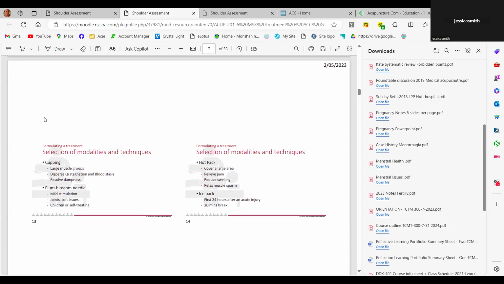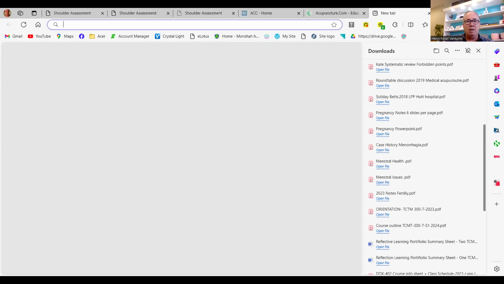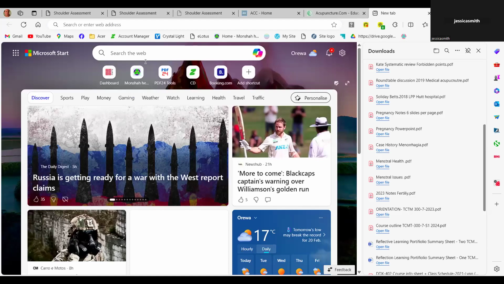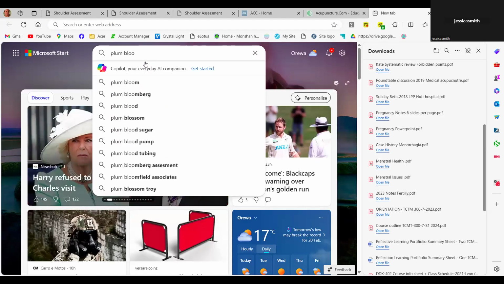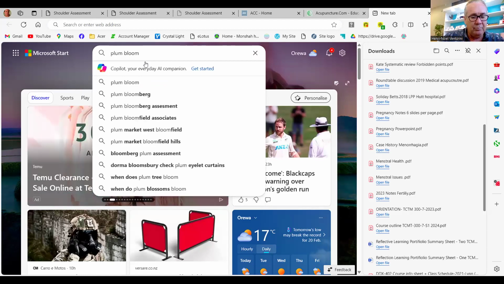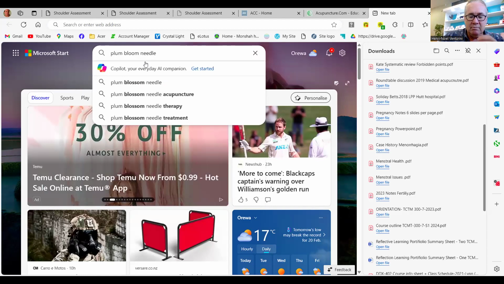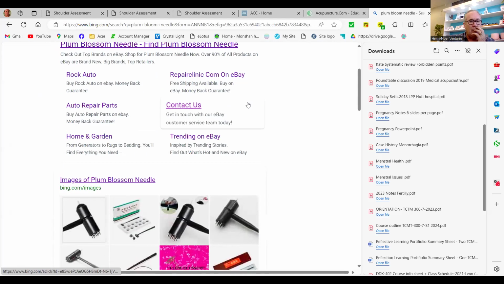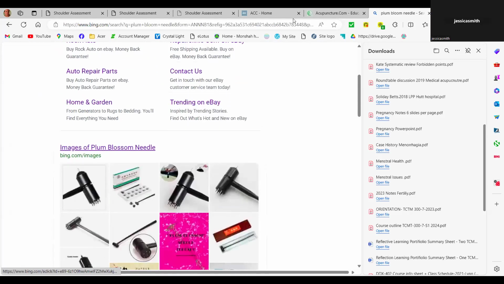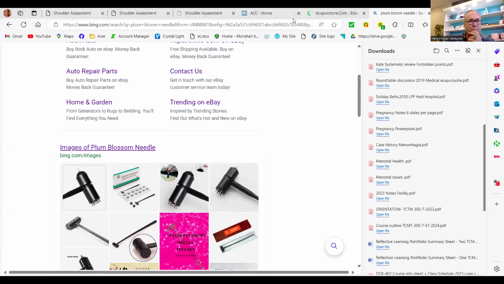Henri, do you have an example of what a plum blossom needle looks like? Oh, okay. I'll just go and get one for you. Just give me a second. Thank you. Do you use it much? Yeah, I use it, but a lot of people, sometimes it's quite stimulating, and a lot of clients find that quite painful. Yeah. Let me just share the screen here for you. Yeah, they don't like it as much.